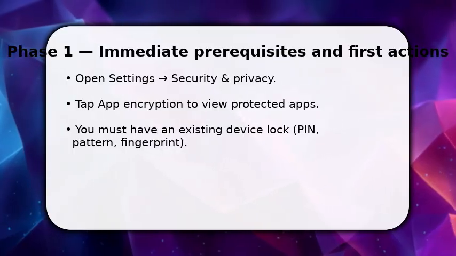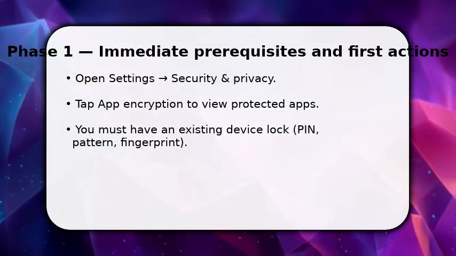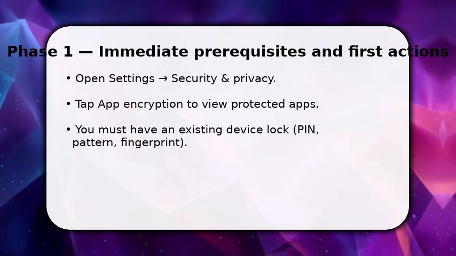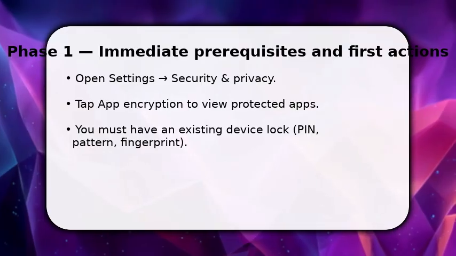You start by opening Settings and going straight to Security and Privacy, because this is where App Encryption lives. Once there, tap App Encryption to see the list of protected apps. This shows which apps use the current password.